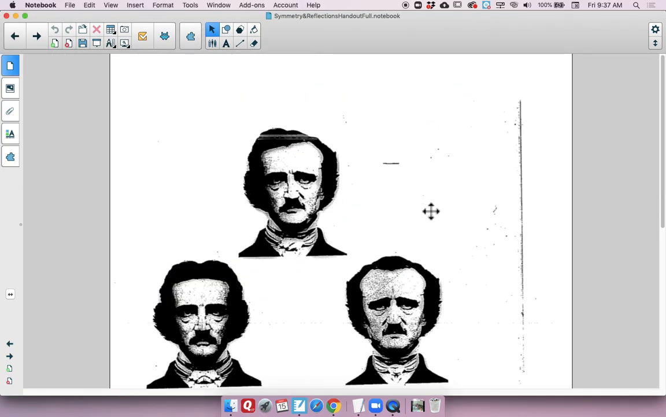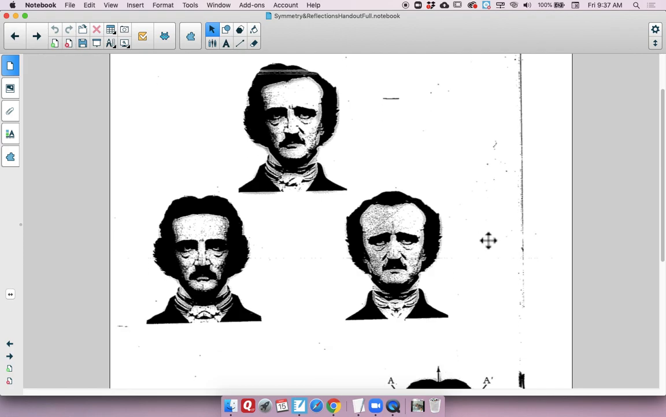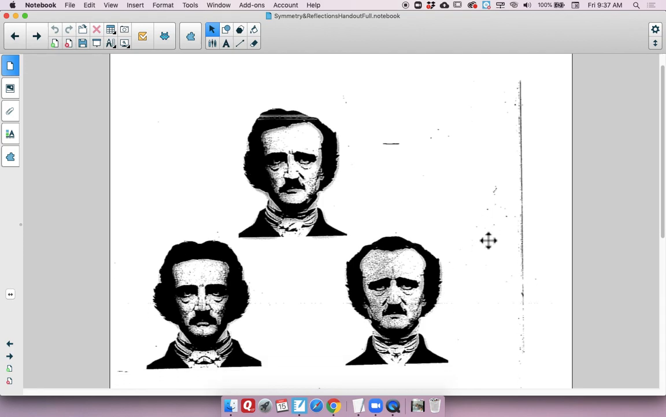So here, I don't know if you know who this is. It's actually, I believe, Edgar Allan Poe. And the question is, is there symmetry here? In other words, is there line symmetry? It wouldn't be point symmetry, that wouldn't make sense, but is there line symmetry? In other words, if you drew a line up through the middle of him, would the two sides fold onto each other? And what do you think with this one?